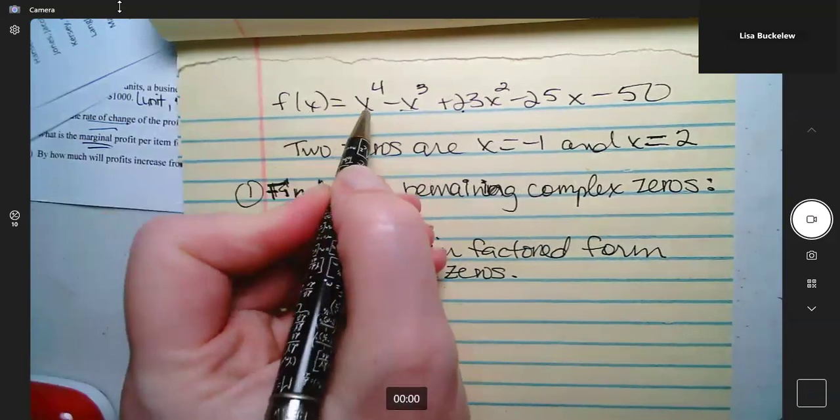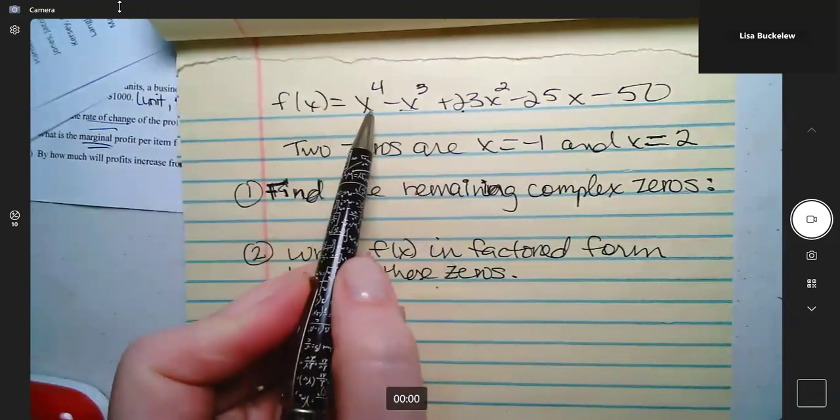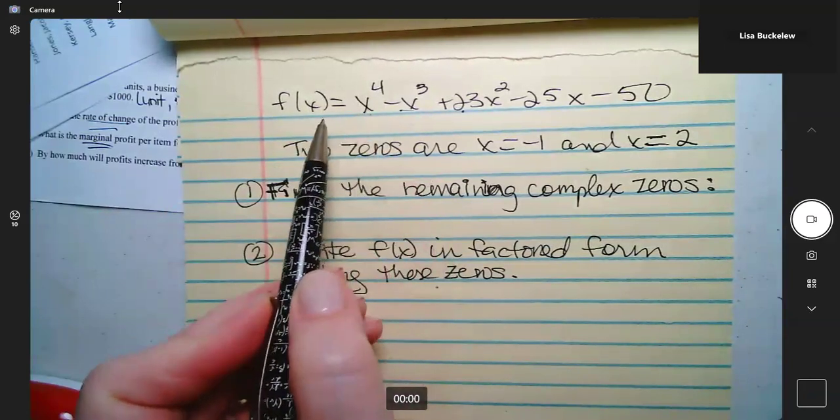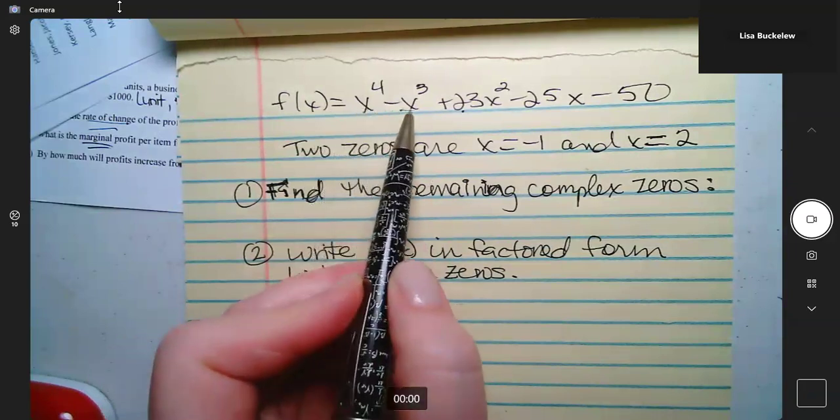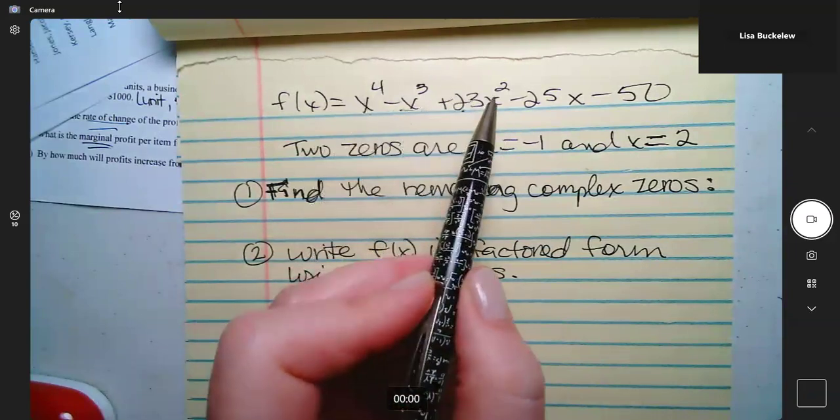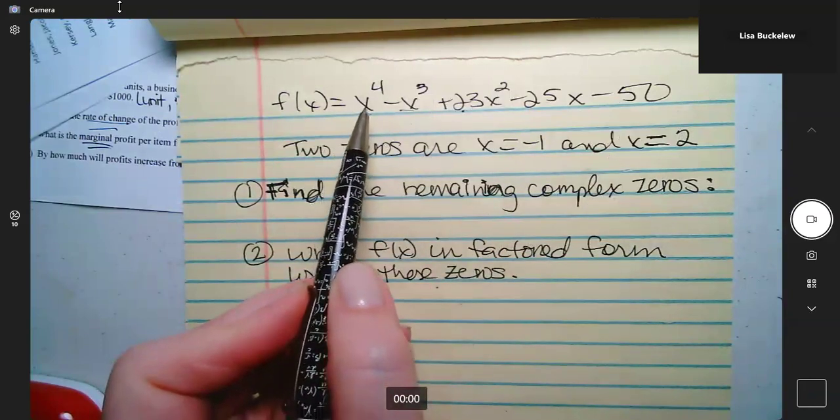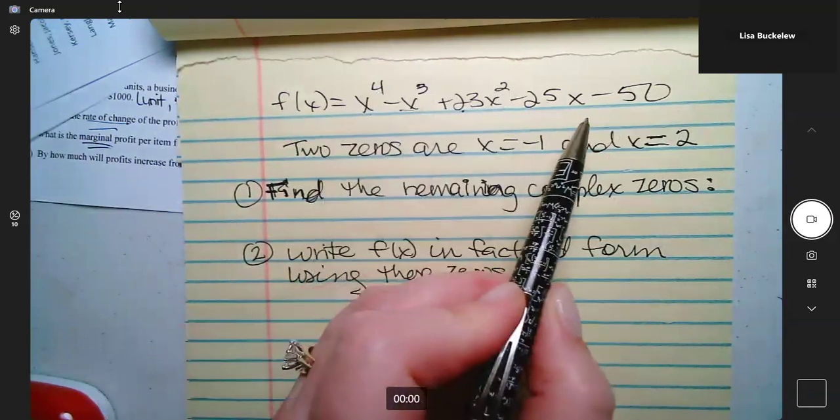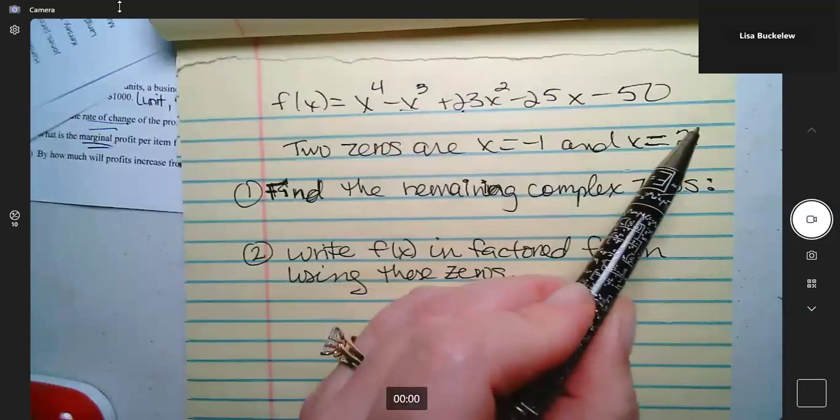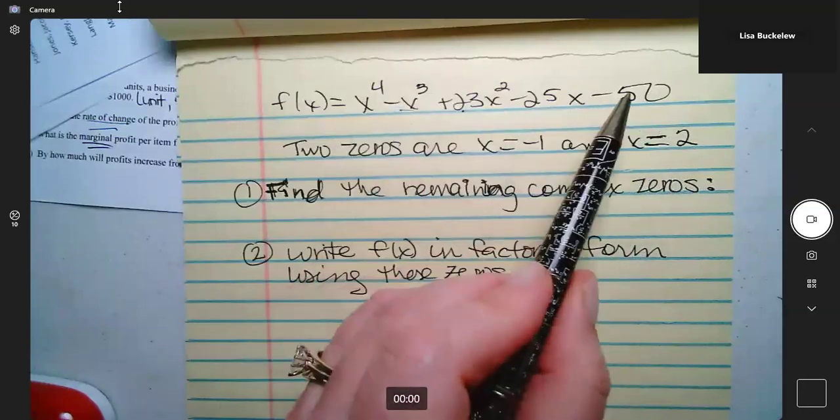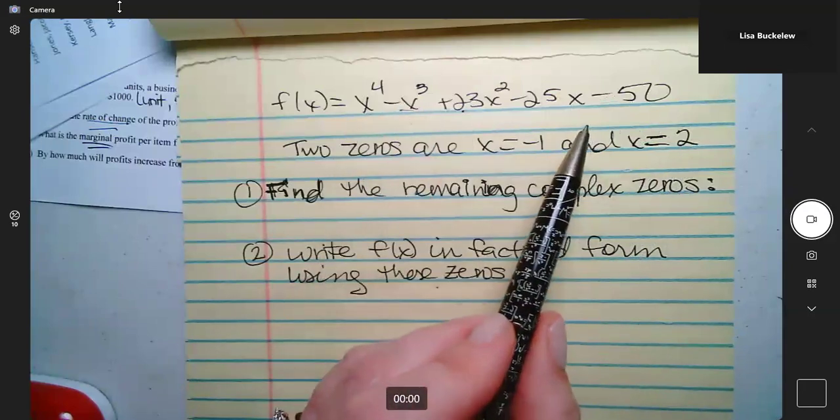given. It has a fourth degree, which means it could have as many as four separate little binomial factors like x plus 3, x minus 2, x plus 7, x plus 8. I'm just making these up, but you could have as many as four different little factors that when you multiply that whole mess together, this is what you end up with. So we're trying to find all four of those factor pieces.